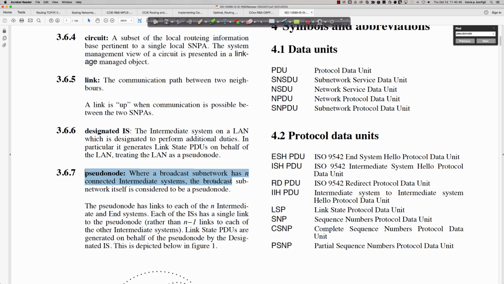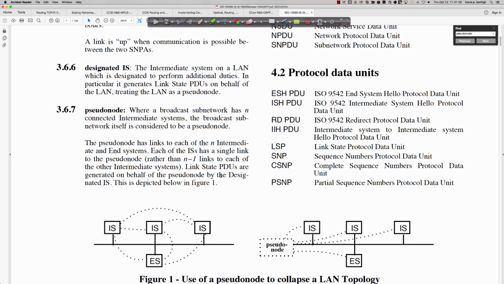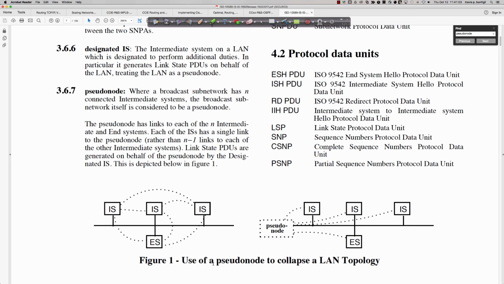And then here's a great definition of pseudonode right here, where a broadcast subnetwork has connected intermediate systems. The broadcast subnetwork itself is considered to be a pseudonode. And again, it goes on and gives you some additional information here, but it gives you a nice reduction, right? Here's the reduction, because the picture here on the left in figure 1, down on the bottom, shows the full adjacencies that would be required with just 4 routers, like we're looking at right now. So this router here, let's say this is A, would need to become adjacent with him, and with her, and with him, right?